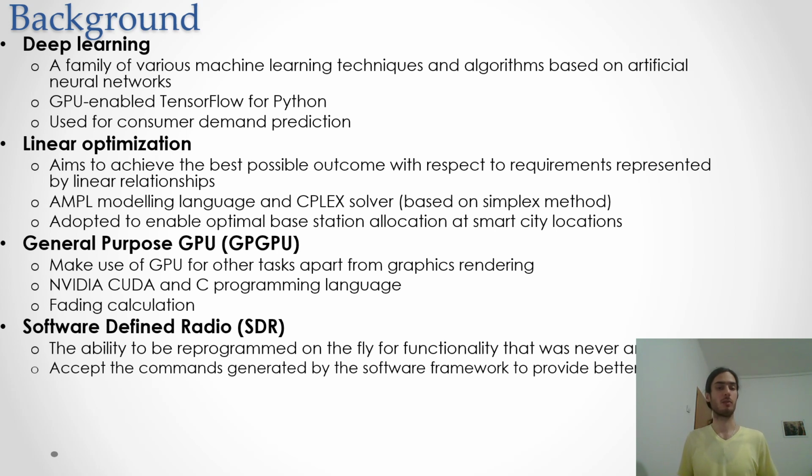GPGPU, actually general purpose graphical processing unit programming, makes use of hardware for graphics for some other tasks apart from graphic rendering. For implementation, we rely on NVIDIA CUDA and C programming language. And apart from deep learning that is powered by GPU, we also leverage it for fading calculation to indirectly calculate quality of service this way.